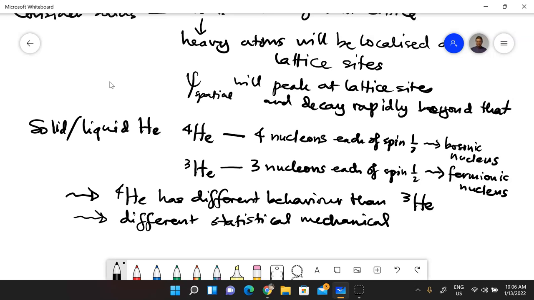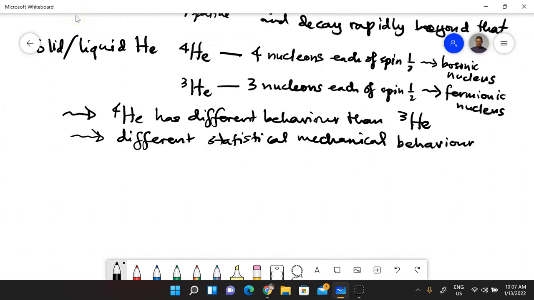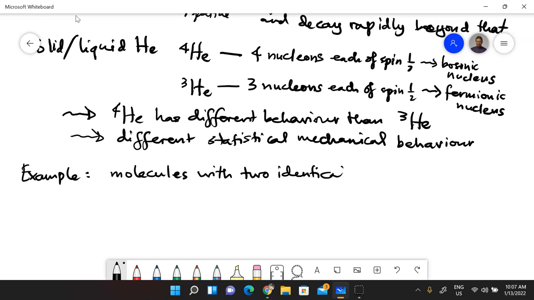So this is rather a qualitative kind of argument rather than having a specific thing. The theory behind this is a bit more detailed than I can give now. So let's move to another example, which is when you have molecules with two identical particles. So in this particular case, you have two particles here. You might have another particle inside here, but essentially the identical one is sitting on each end of this molecule.